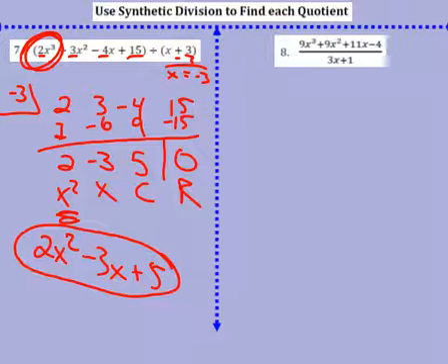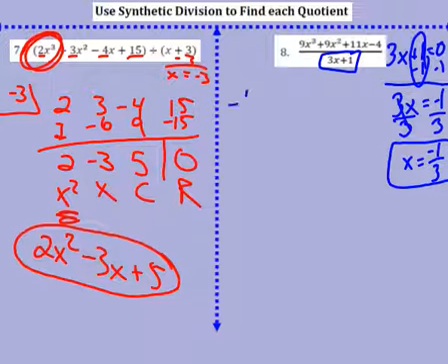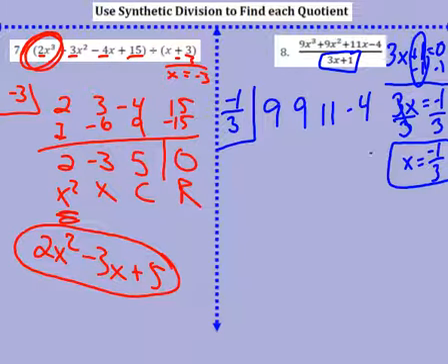So up here, this is our divisor in the blue box there. So this is going to be 3x plus 1 equals 0. So you subtract 1, subtract 1. 3x equals negative 1. Divide by 3. Divide by 3. So our divisor number that we're going to use here is negative 1/3. I'm going to put it in a box like that. So then we have 9, 9, 11, and negative 4.